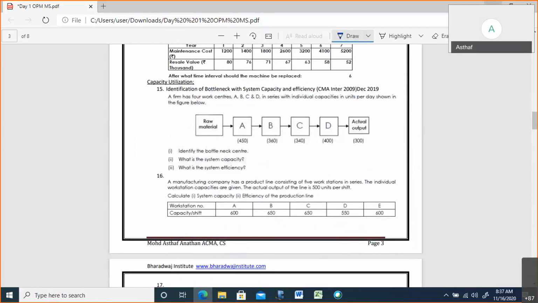So we will start. While doing problems, we will make it more of a discussion. So question number 15. Capacity utilization.